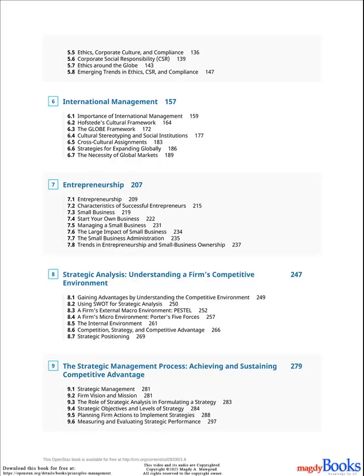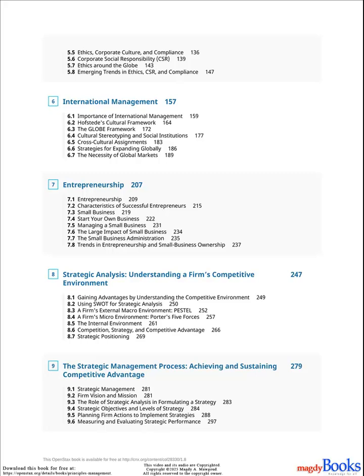8. Strategic analysis. Understanding a firm's competitive environment. 8.1. Gaining advantages by understanding the competitive environment. 8.2. Using SWOT for strategic analysis. 8.3. A firm's external macro environment. PESTEL. 8.4. A firm's micro environment. Porter's 5 forces. 8.5. The internal environment. 8.6. Competition, strategy, and competitive advantage. 8.7. Strategic positioning.